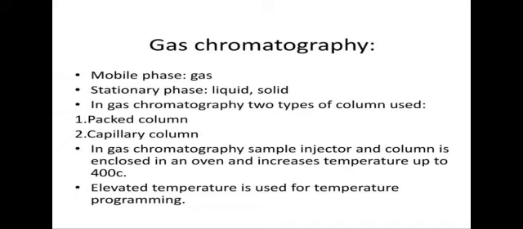The components of gas chromatography are the analyte, a volatile molecule sample; the mobile phase, a gas such as helium or nitrogen; and the stationary phase, a liquid or solid such as silicone, grease or wax. In gas chromatography, two types of columns are used: packed column and capillary column. The sample injector and column are enclosed in an oven with temperature increased up to 400 degrees Celsius. Elevated temperature is used for temperature programming.